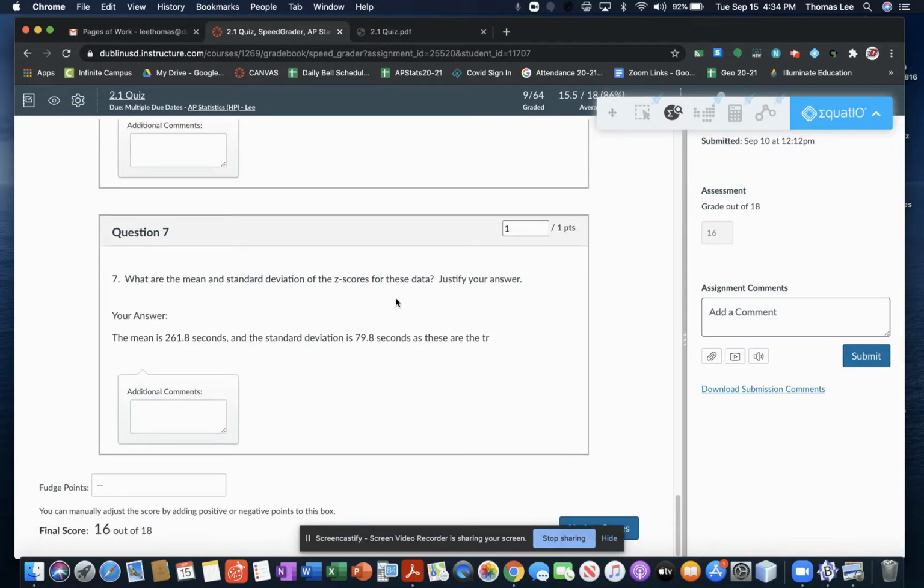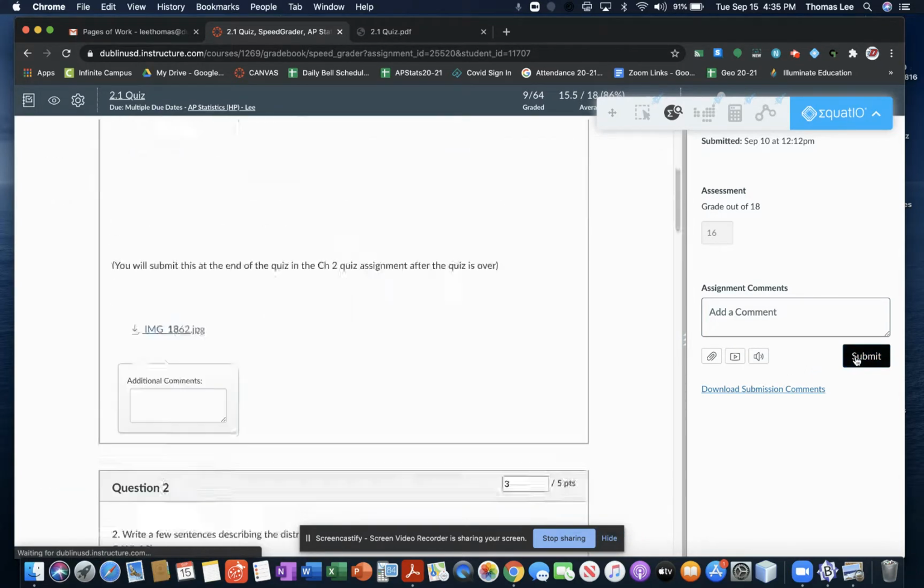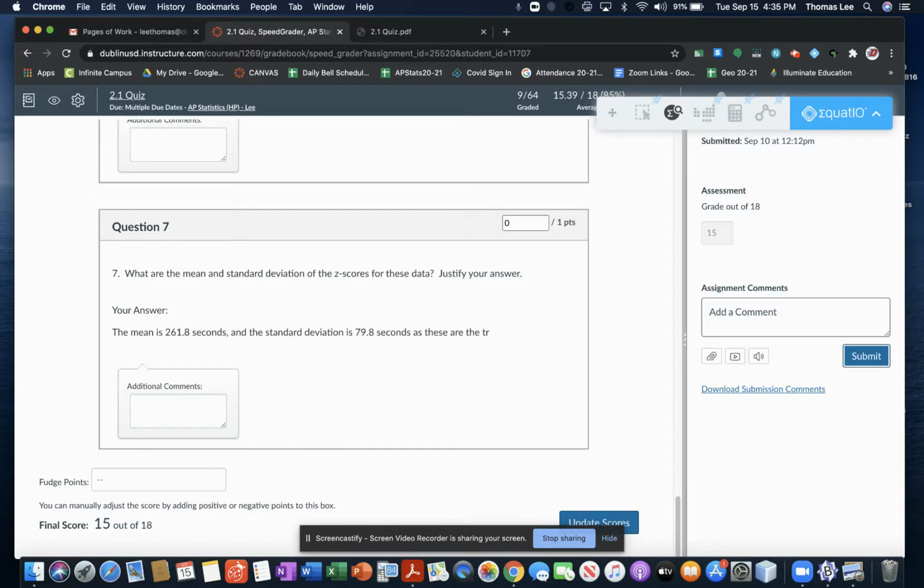What are the mean and standard deviation of the z-scores? 0 and 1. It's just going to be 0 and 1 because when you're doing z-scores, once you subtract the mean from the mean, that's 0. When you subtract the mean from a value and divide by the standard deviation, then the standard deviation of the z-scores is 1. Okay, so that's what we have for quiz 2.1.